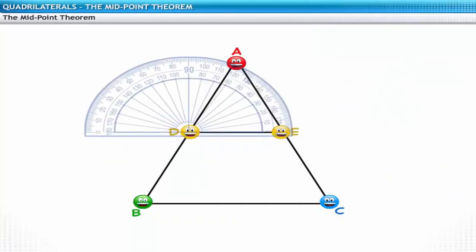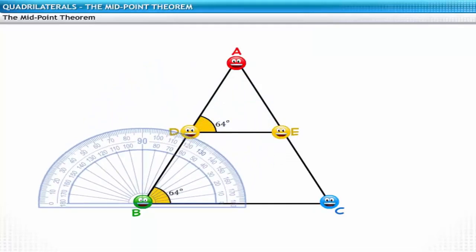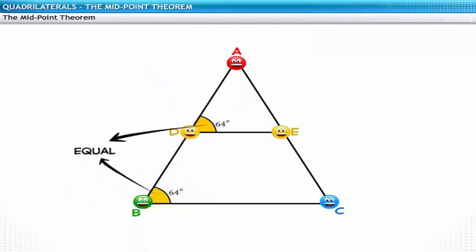Measure angle ADE and angle ABC. They are equal. This implies that the corresponding angles formed by the lines BC and DE with the transversal AB are equal. Thus, DE is parallel to BC.